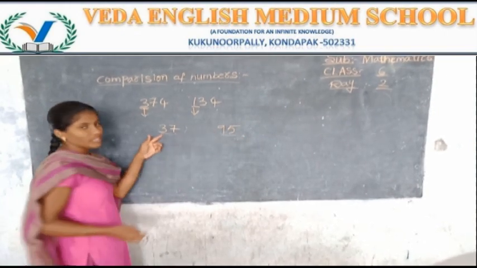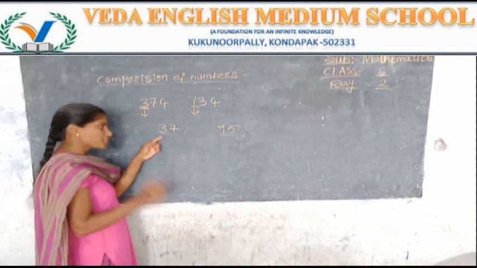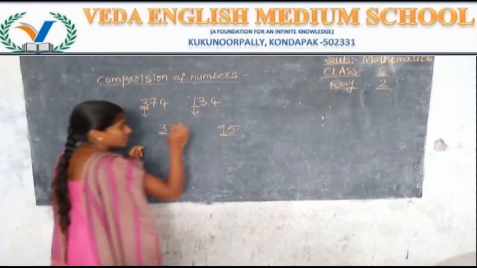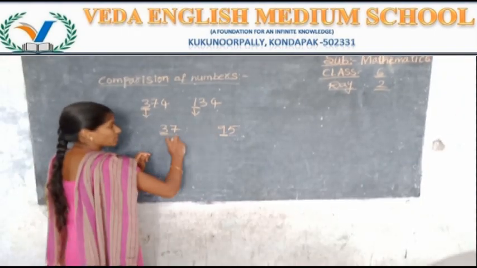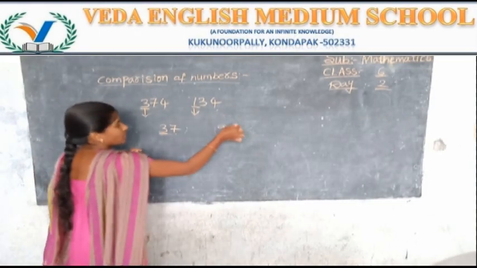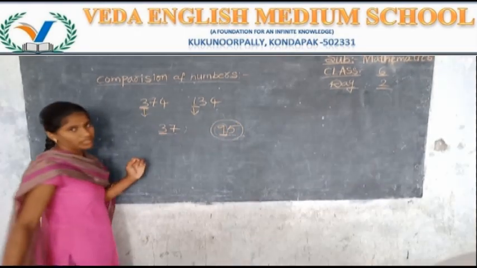If the digits are equal, then you have to compare the first number. What is the first number here? 3. What is the first number here? 9. Out of these two numbers, what is the greatest number? 9 is the greatest number. So 95 is the greatest number.